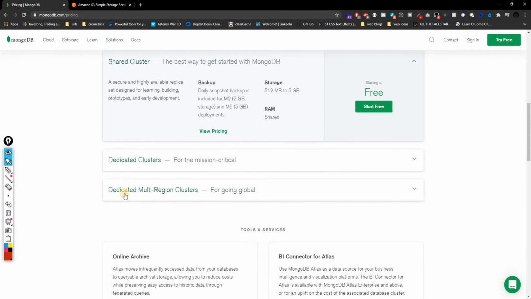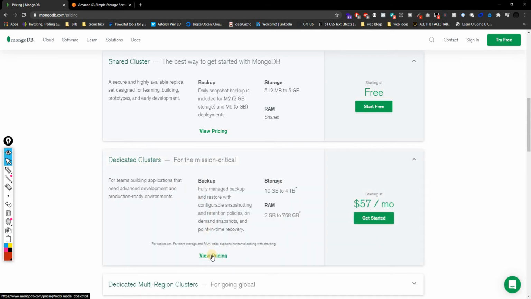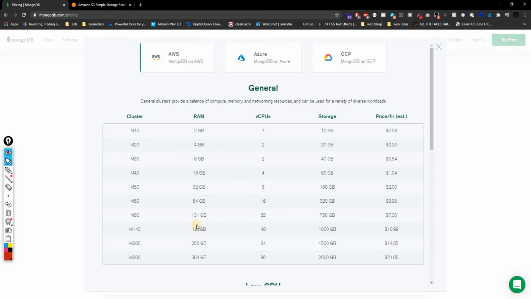So let's go to dedicated clusters. We're not even going to talk about multi-regional clusters because we don't want to go global. We just want a specific place, which is the US. So let's look at pricing for this. For one user, okay, 2,000 gigabytes. Look at this. That's a fair amount. But check this out, $21, and this is per hour, guys. $21 per hour. That's probably half of what you make an hour if you're a developer. Holy hell. God, that's a whole lot.